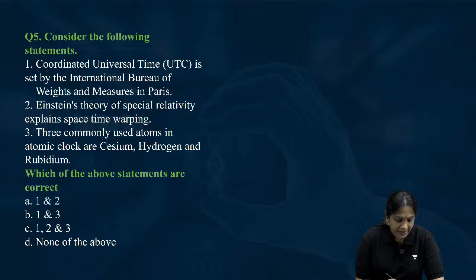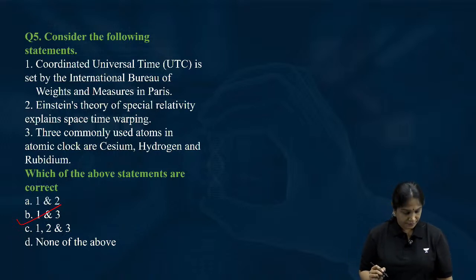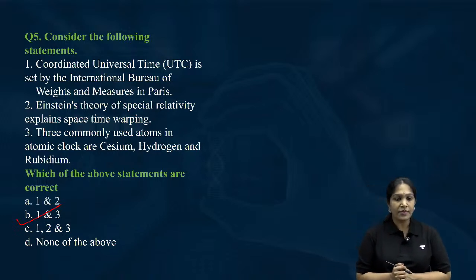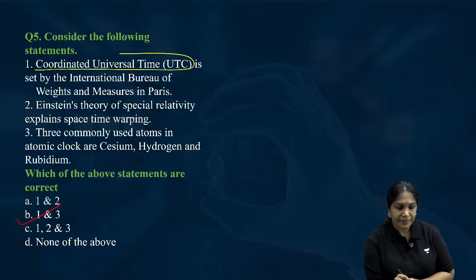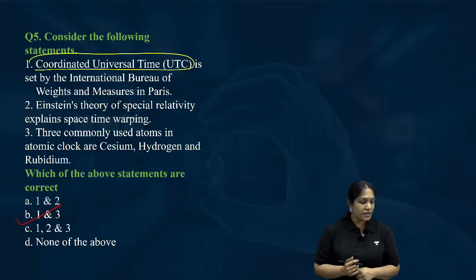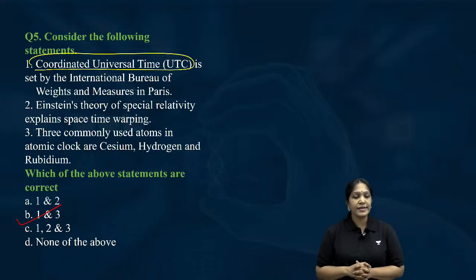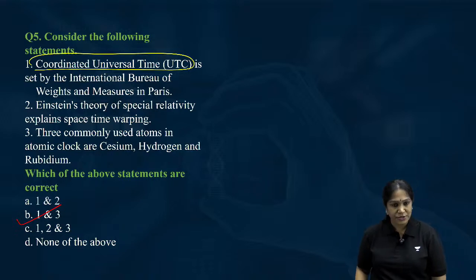Okay. The correct answer is B. Let us see what percentage gave the right answer. The correct answer is B. This is about the coordinated universal time. So let us first try to understand the meaning of this term. Then let us try to solve the question.